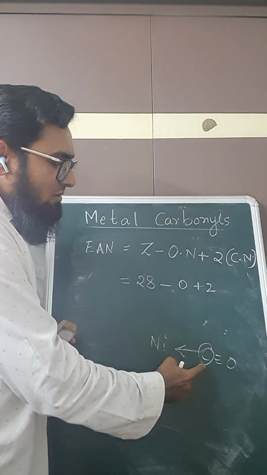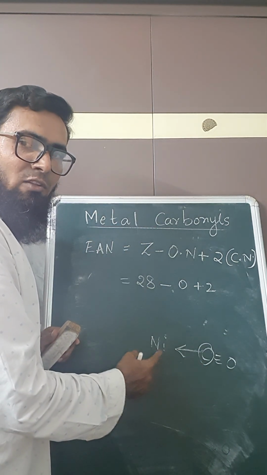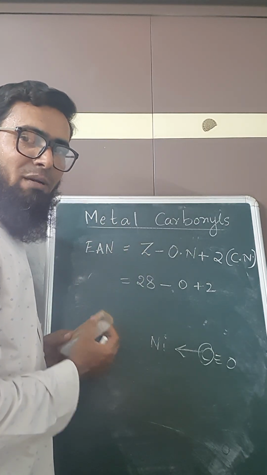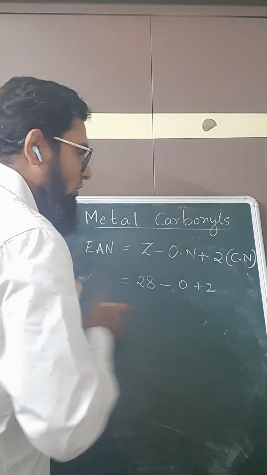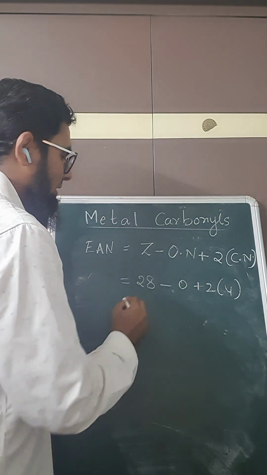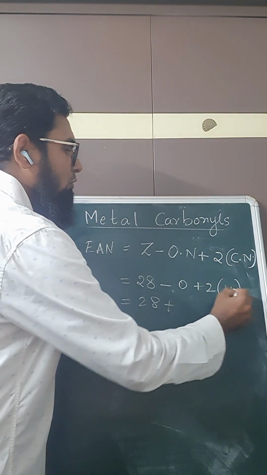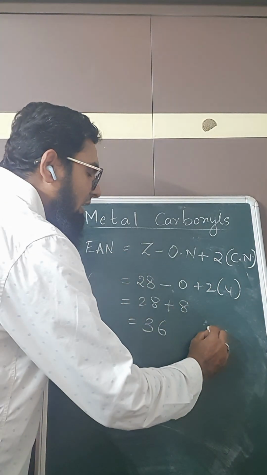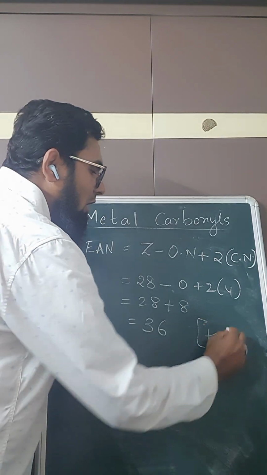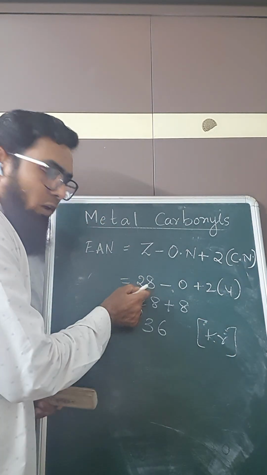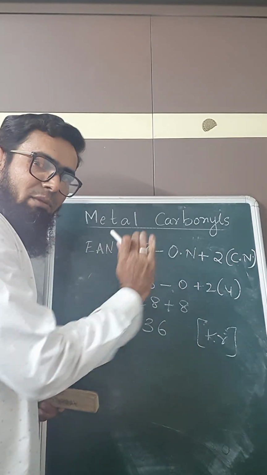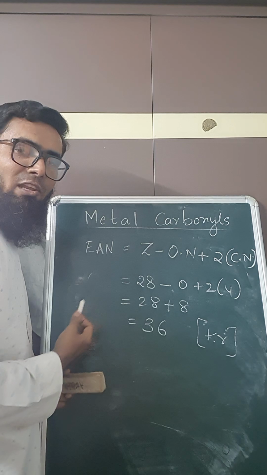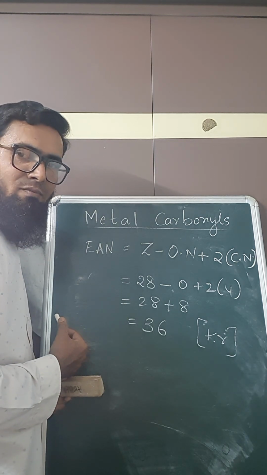So from each CO, one carbon is directly linked to nickel. So like that 4 COs, 4 carbons are directly linked to nickel. So coordination number is 4. So now 2 into 4. This is 28 plus 4 2s are 8. This comes to 36. Now 36 is the configuration of what? Krypton. Because nickel atomic number is 28, nickel atom is close to which noble gas atom? Krypton. Not helium or neon or xenon or radon.